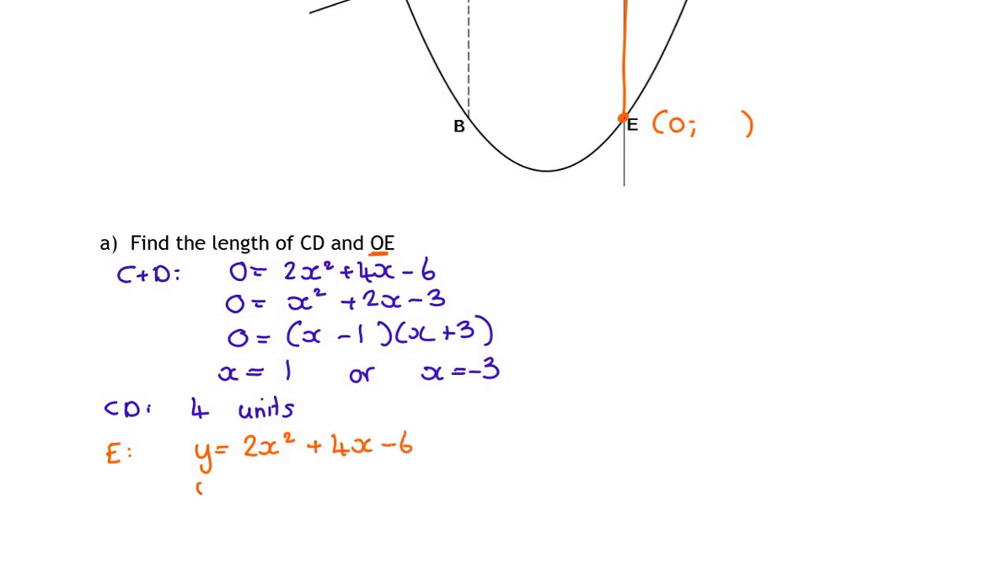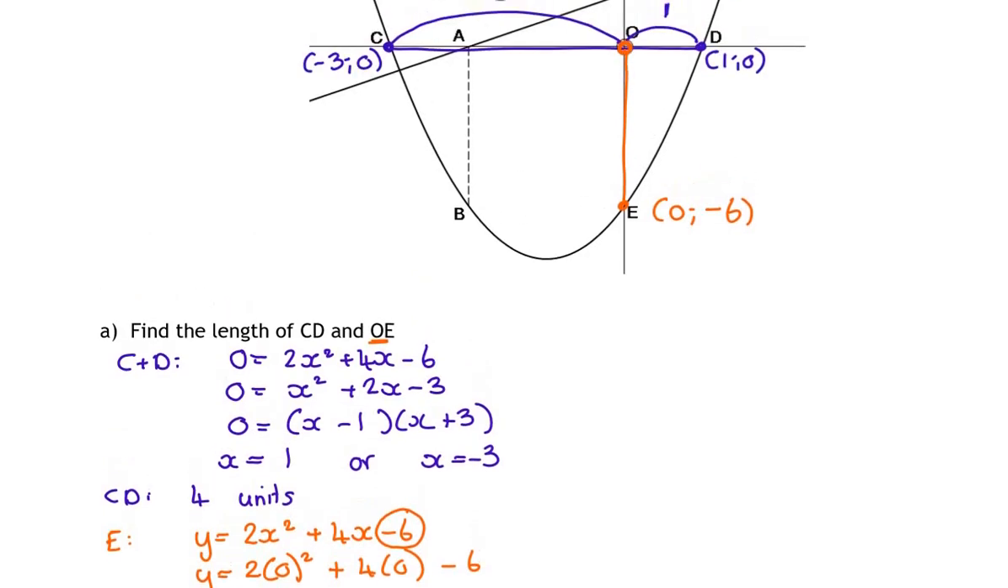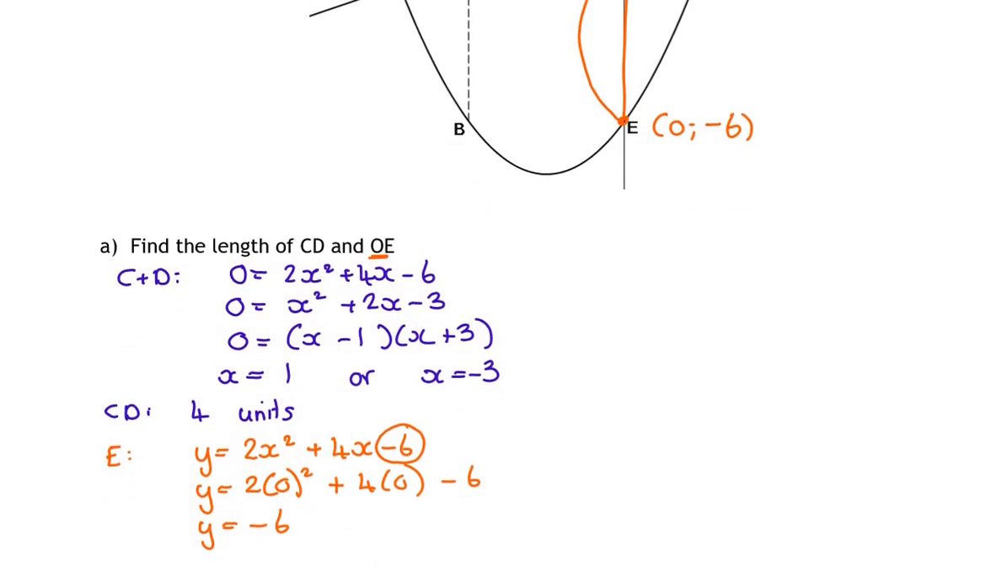Reason being is x is 0 at a y-intercept, and anything times 0 is 0. So those first two terms are just 0 plus 0, and then minus 6, which means it's minus 6. Now I should have been able to see that from this format. So in future I probably wouldn't show that working because it should be obvious to me. So now I know that that's minus 6, which means the distance from the origin, remember, distance can't be negative, so the distance from the origin down to E would be 6 units. So OE would equal 6 units.